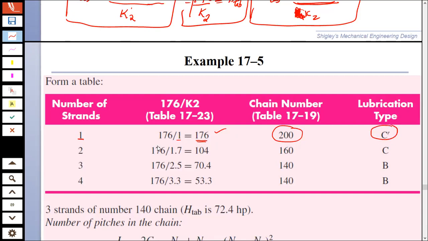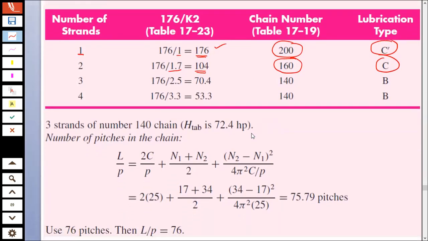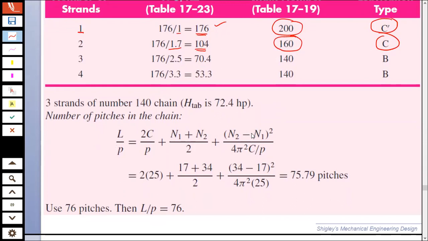Similarly, if I want to use two strands, then it is 176 over 1.7, and that is 104. What is 104? That is the H tab that I'm going to look for. And for that, chain number 160 can do that with lubrication type C. So these are the different options that I have. Now it depends on what lubrication type I want to use, and what kind of chain I want to use.